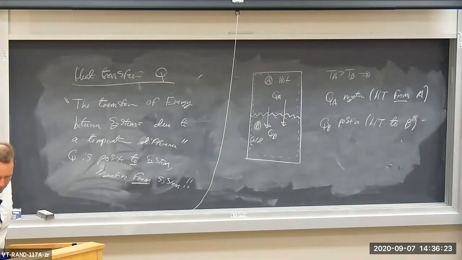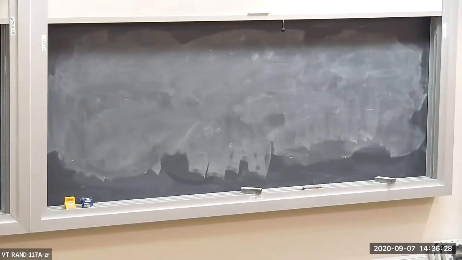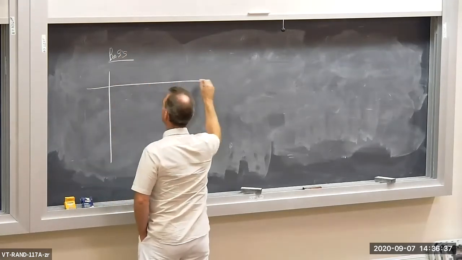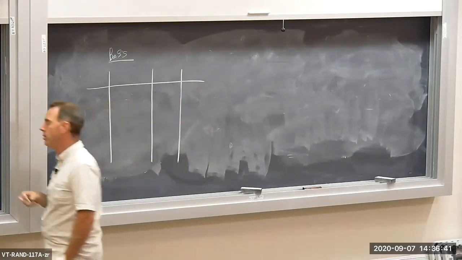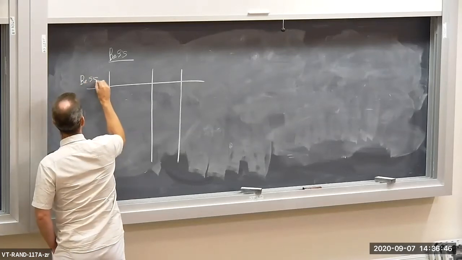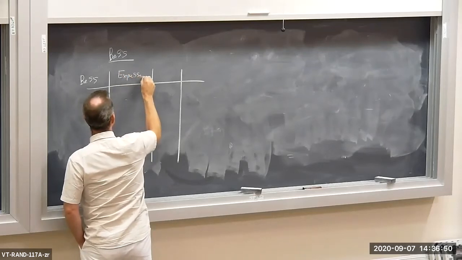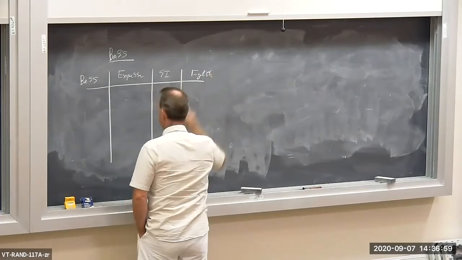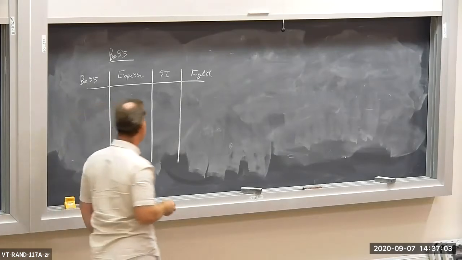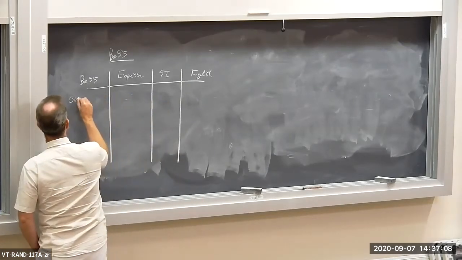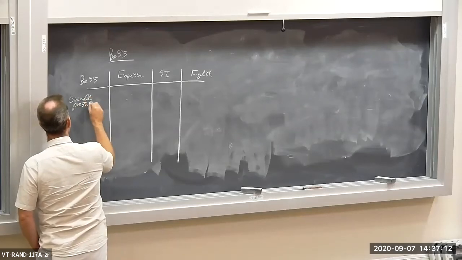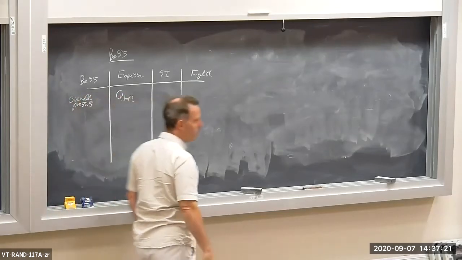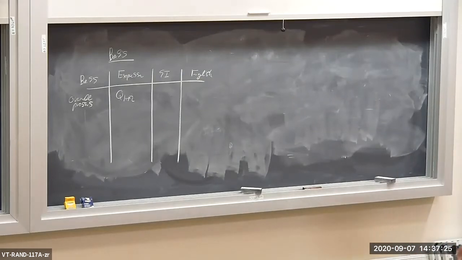What about some notation here? What about some bases? So we have basis, we have expression, and then we'll talk about SI units and English units for heat transfer, okay? Basis, overall process. So that means Q from state 1 to state 2. That would be a way to symbolize heat transfer for some overall process.